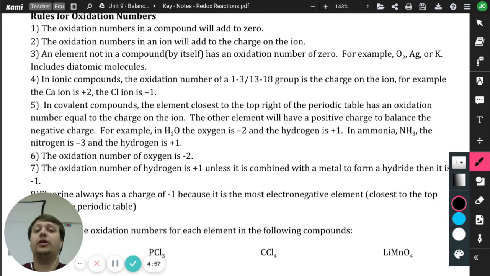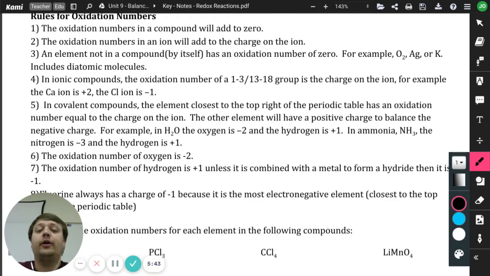Covalent compounds are the ones that you're going to have to remember a couple of rules that are in addition to everything else we've done. Okay, so in a covalent compound, the element closest to the top right of the periodic table, so closest to fluorine, has an oxidation number that is equal to the charge of that ion. Okay, so if I'm talking about fluorine or oxygen, whatever is closest to that top right corner, it's equal to its charge. Okay, so essentially I would say, okay, well, oxygen has a -2 charge. Fluorine has a -1 charge. Chlorine has a -1 charge. Okay, and so when we're looking at that, we're trying to figure out what is closest to that top right corner, because that's going to be the thing that we're basing everything else off of.